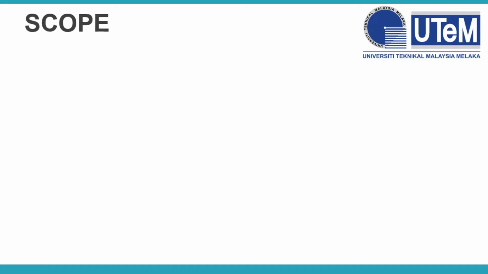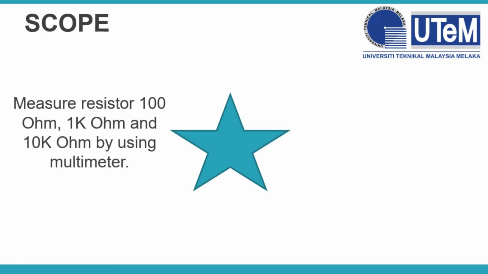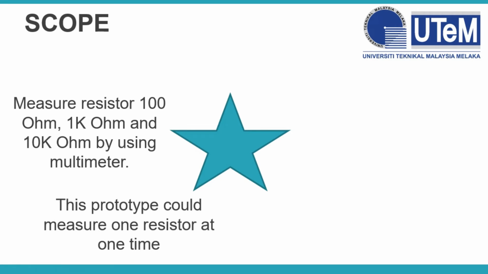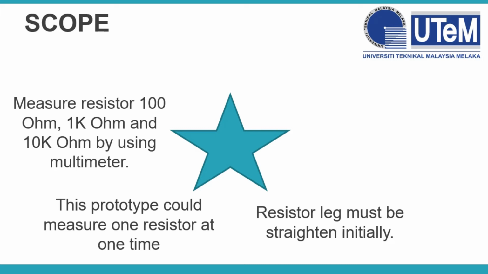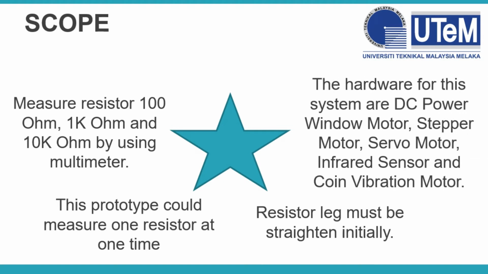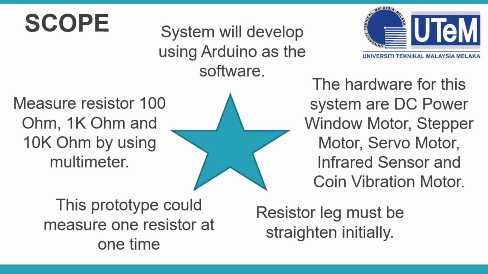For the scope, this system measures resistors of 100 ohm, 1 kilo ohm, and 10 kilo ohm by using a multimeter. This prototype can also measure one resistor at one time. The resistor leg must be straightened initially before entering the sorting system. The hardware for this system are direct current power window motor, stepper motor, servo motor, infrared sensor, and cone vibration motor. This system will be developed using Arduino as the software.